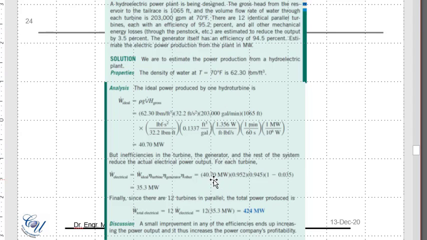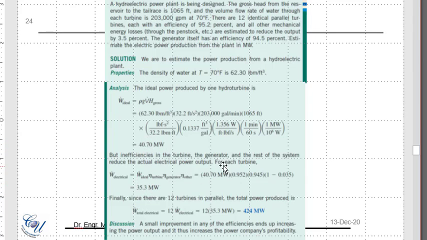So this 40.70 megawatts is multiplied by the efficiency of the generator, which is 0.945, and then also the efficiency of the turbine, which is 0.952. So we are multiplying all these efficiencies with it, including the losses. The losses were 3.5%, so 1 minus 0.035 is the rest of the losses. We multiply all these things and we get the electrical output from this system.